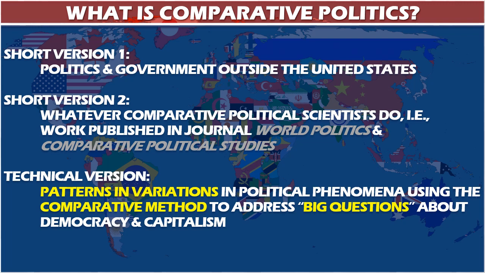The technical version, and the one that I prefer, is that it's about patterns and variations. There are differences around countries, and we can find patterns, which means similarities and differences across countries. We're looking at differences in political phenomena, hence the politics. We tend to use what's called the comparative method, which means we're not using statistics or experiments. We're doing paired comparisons of countries or countries' experiences to address these questions. And the questions we're asking are the questions of Tocqueville, Weber, and Durkheim, the big questions about what's the nature of democracy and what's the nature of capitalism.